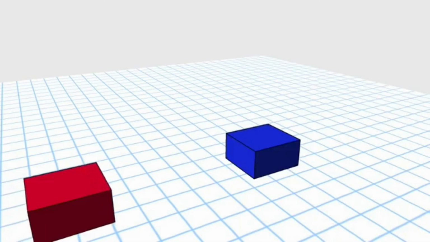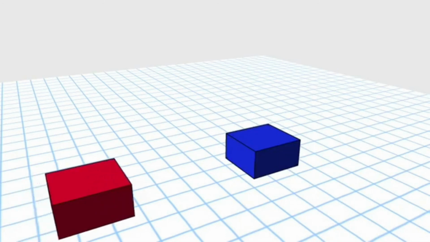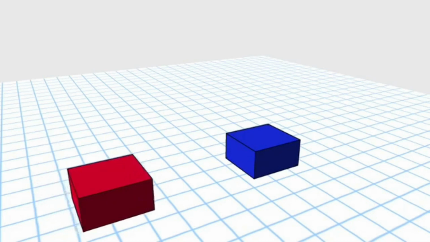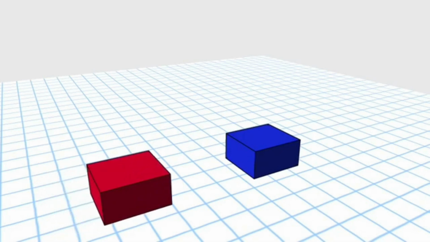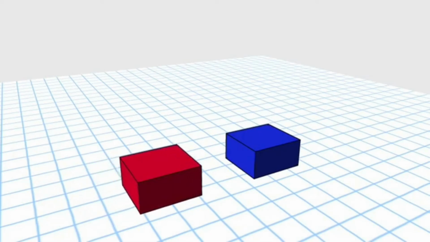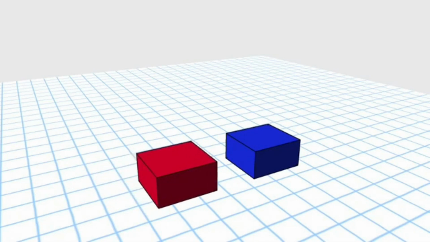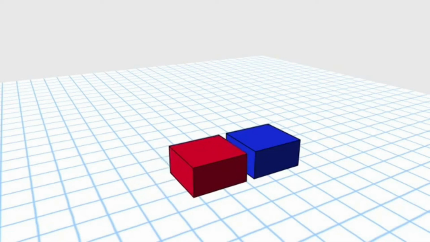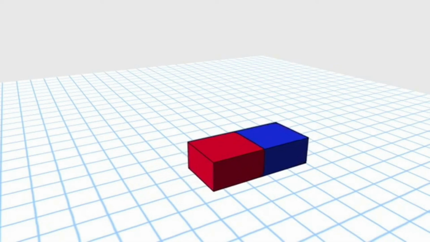Now, remember how in kinematics we used to take two photos of the system? Let's apply that to the first animation. Let's take photo 1 here. The red block is moving, and so it clearly has energy, specifically kinetic energy. The blue block is at rest, so it has no energy. As the red block collides and does work on the blue block, it visibly slows down. It loses energy. Vice versa, the blue block speeds up from rest, gaining energy.